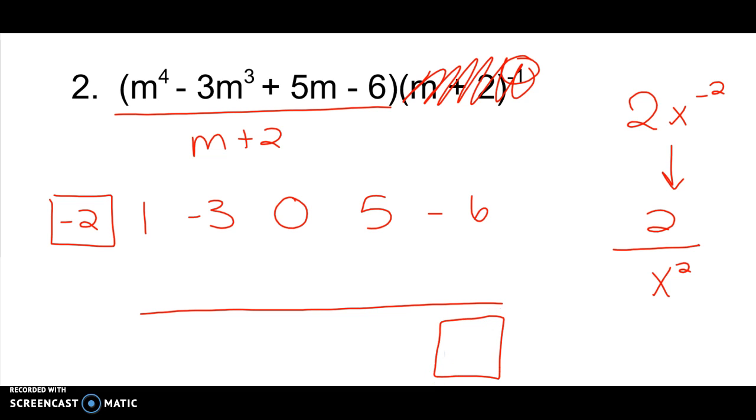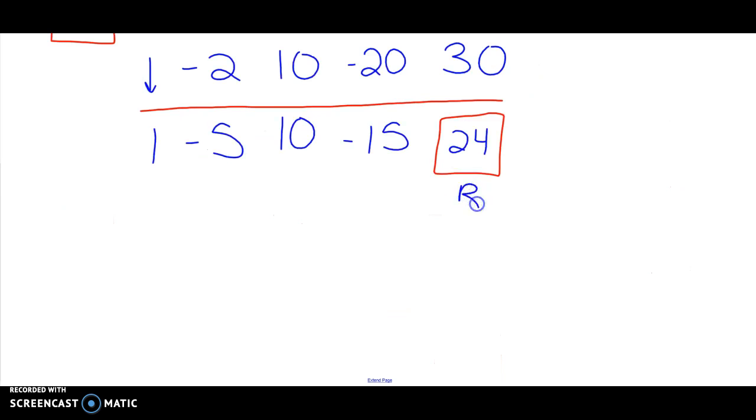The box always goes under the last number, so that's the remainder. Now see if you can do this one on your own. Our answer: remainder, constant, x squared. This one goes all the way back to an x cubed.